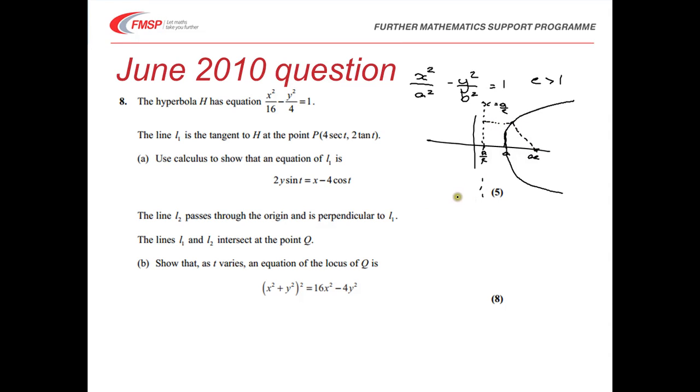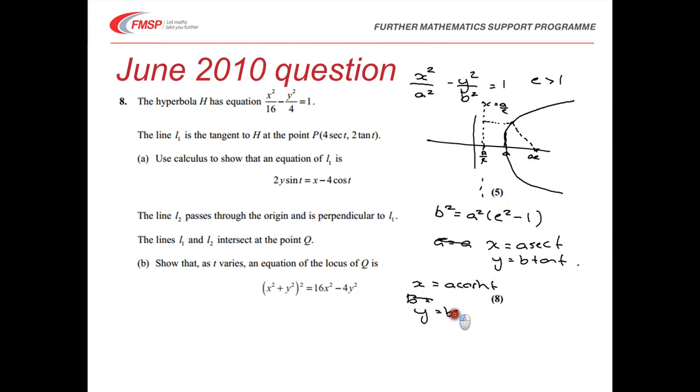Some other things you need to know: again, there's a relationship between b, a and e, so b squared is this time a squared times e squared minus 1. Notice the opposite order for the subtraction there compared to the ellipse. And parameterized forms again, we have a couple of forms for this. So we have x equals a sec t and y equals b tan t is one option, or x equals a cosh t and y equals b sinh t is another possibility there.